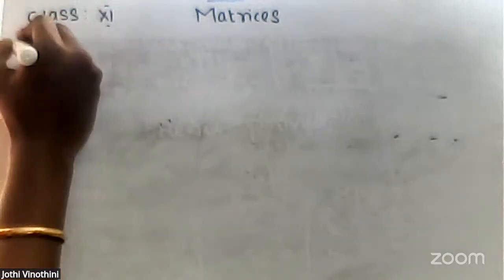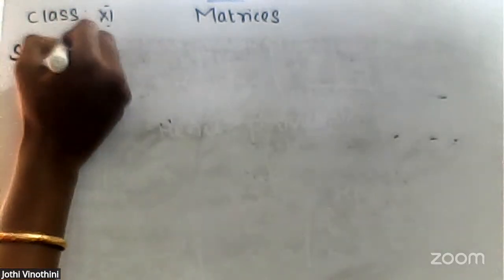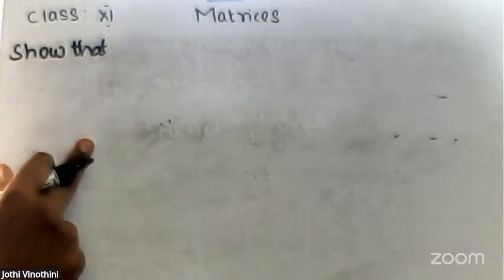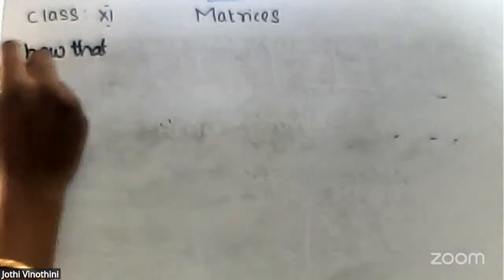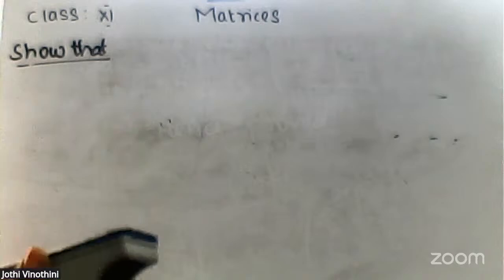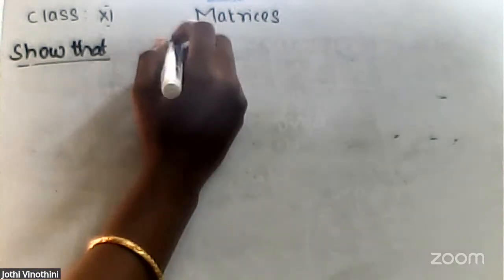Okay, so the next sum is show that. Here is also a sum which is like a hence proving sum. If the question is provided with show that or prove that, we are going to prove the given equation. We are not going to find anything.